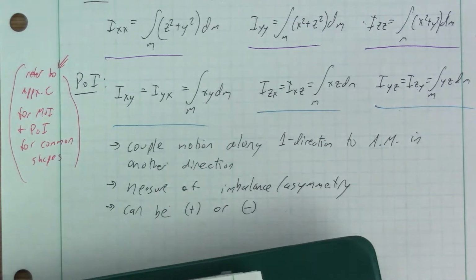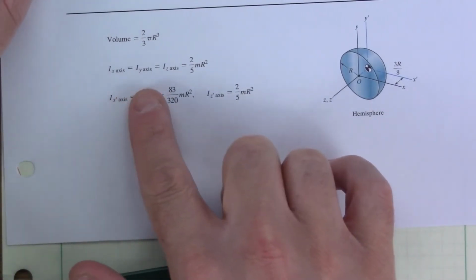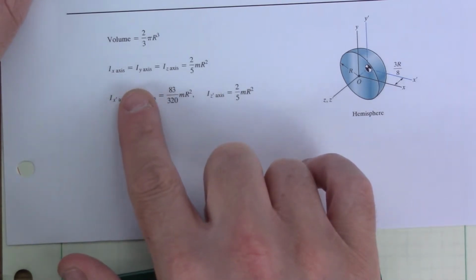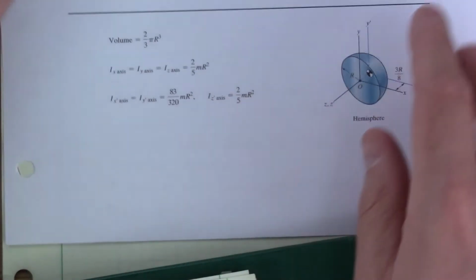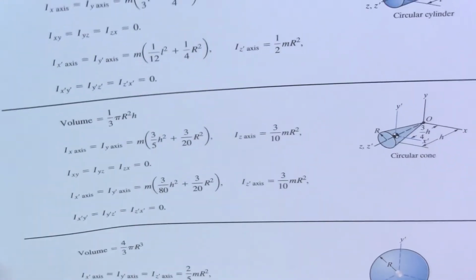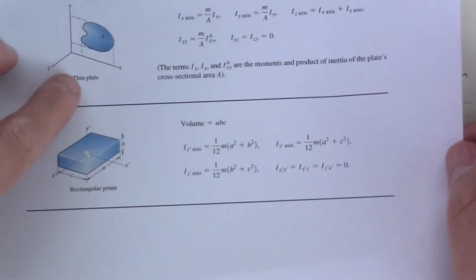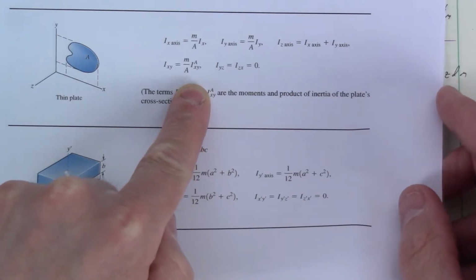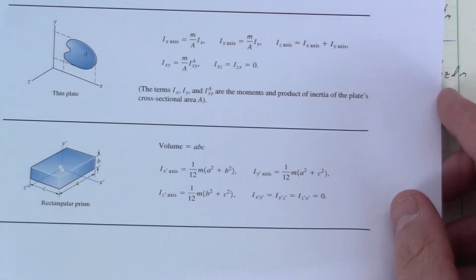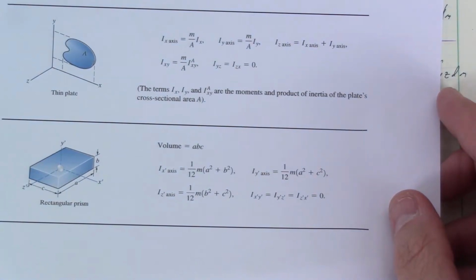Maybe like the hemisphere. You see moments of inertia, XX, YY, and I was just X, but that's about the X-axis, so that's IXX, and then you have IX prime, IY prime. Oh, they don't give the product of inertia there. All of these shapes have 0 product of inertia, which is what we're looking for actually. Here's one, a thin plate. That one has a non-zero product of inertia, although it depends on what the product of inertia is there for A.